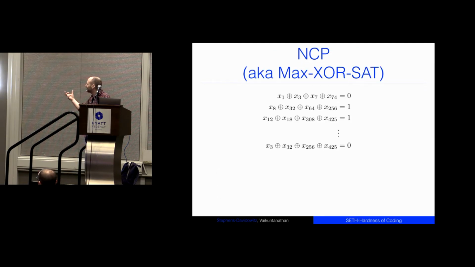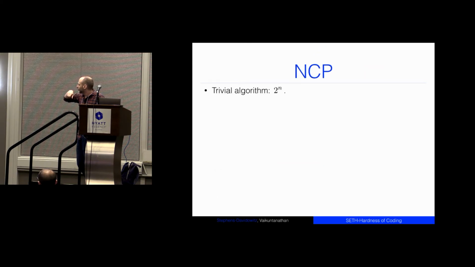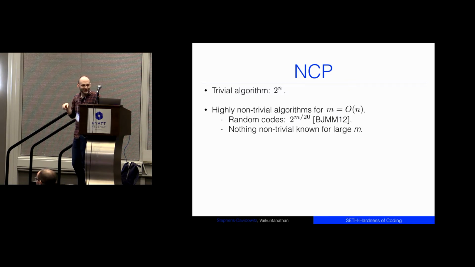And this is a very, very natural problem, right? Another way to view it is I'm given a system of linear equations over F_2, and my goal is to satisfy as many of them as possible. So I would call this maybe Max-XOR-SAT. This is equivalent to NCP just by squinting. So what do we know about this problem? Well, there exists a 2^n time algorithm, ignoring polynomials.